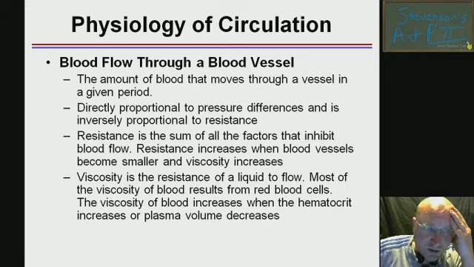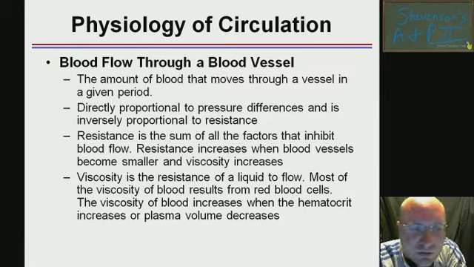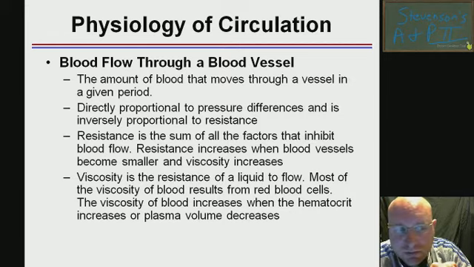Okay, physiology of circulation. Blood flow through a blood vessel is the amount of blood that moves through a blood vessel in a given period of time. It is directly proportional to pressure differences and inversely proportional to resistance. Resistance is the sum of all the factors that inhibit blood flow. Resistance increases when blood vessels become smaller or viscosity increases.